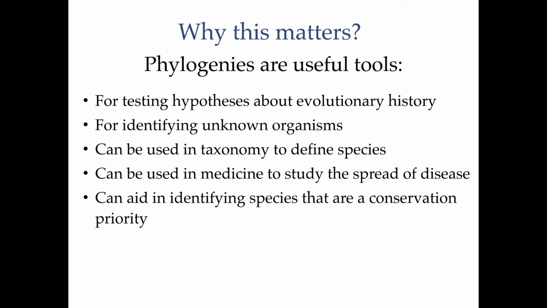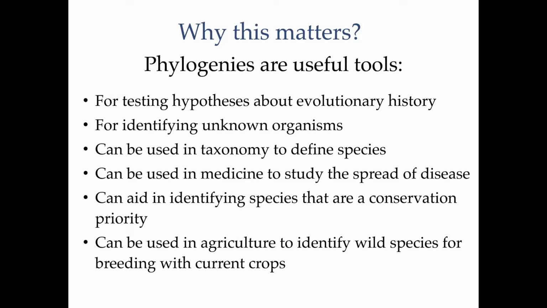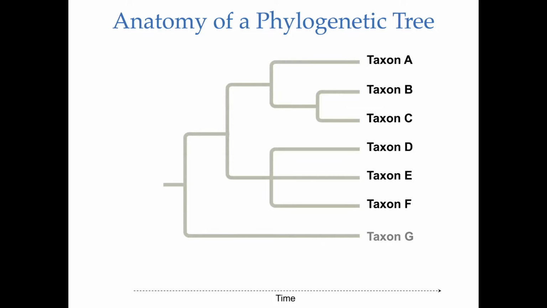It can also help in identifying species that are a conservation priority. When we have low genetic diversity inside a species, that should be one priority in order to conserve that species. It can also be used in agriculture, so for our food, it also matters to identify wild species for breeding with current crops. Hopefully by now you are convinced that it is important to study phylogenetic trees and to know how to estimate one.